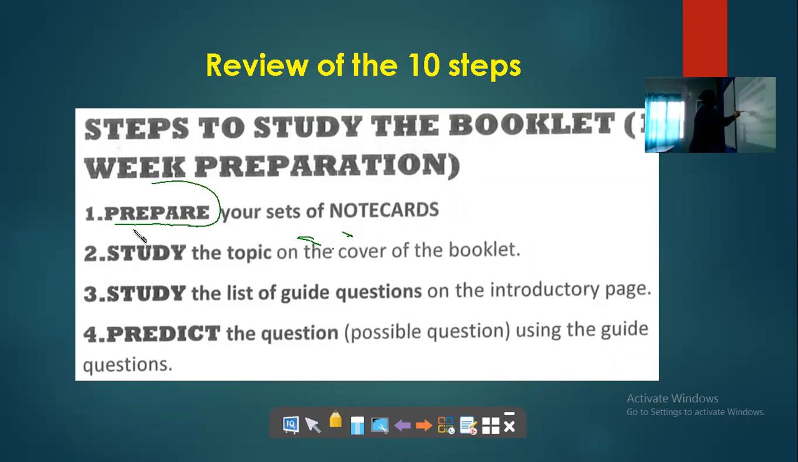Know what you're going to do. I hope you have prepared your set of notepads already. Have you done that? Notepads for the study of the booklet, have you done that? Yes, Miss.